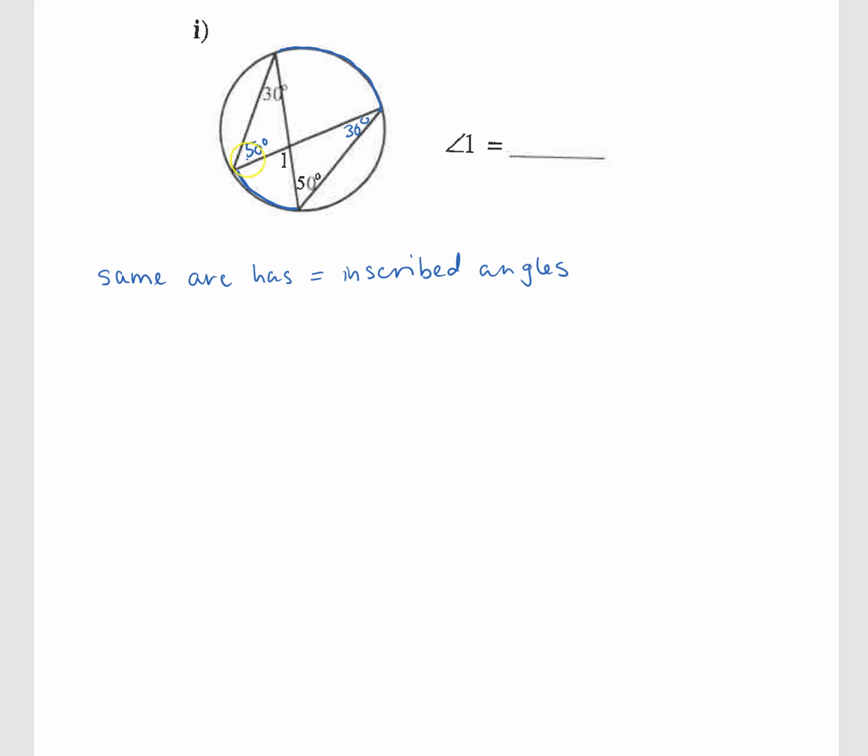Now we can look at either one of these triangles, and we know that the angles in a triangle have to add up to 180 degrees. So 180 minus 50 minus 30 is 100 degrees. So this angle here is 100 degrees. And what we have here is a straight line, so this angle and angle 1 that we're interested in have to add up to 180 degrees as well. So 180 minus 100 is 80 degrees. So angle 1, to answer our question, is 80 degrees.